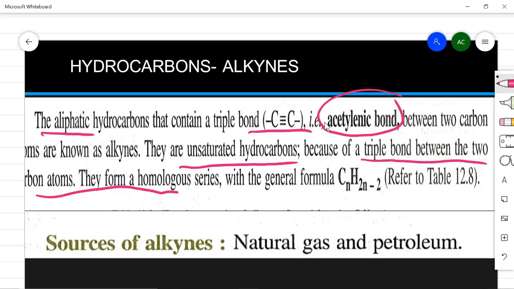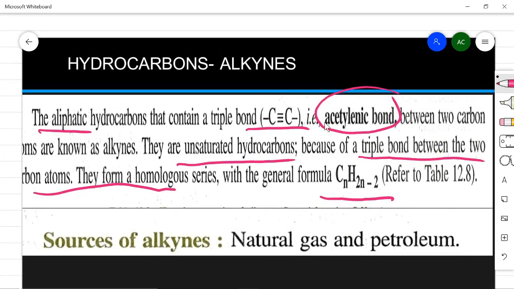Each carbon is not satisfied with 4 hydrogens, that is why it is unsaturated. And the general formula for this series is CnH2n-2. That means first you have to multiply the carbon number by 2 and then deduct 2 from that. For example, if you have C2, then it will be C2H4 and then from that 2 will be minus.